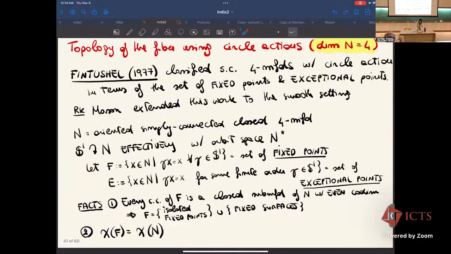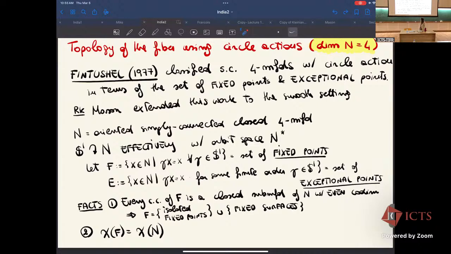Okay, so what I was saying is that this classification comes in terms of fixed points and exceptional points. And these fibers are all oriented, which is needed. Fixed points are points that are fixed by the whole group, and exceptional points are points that are fixed by some Z_n, by some finite order subgroup.